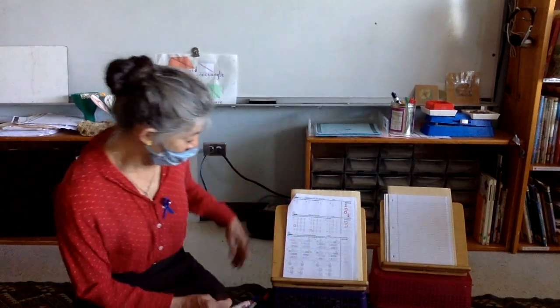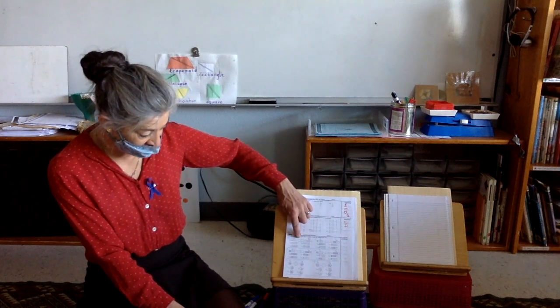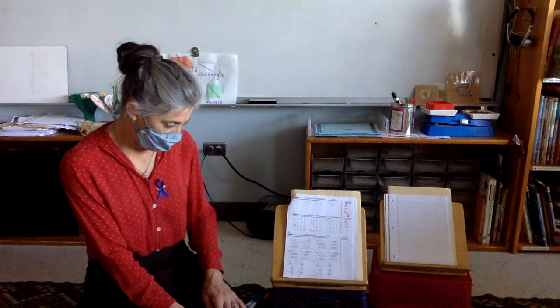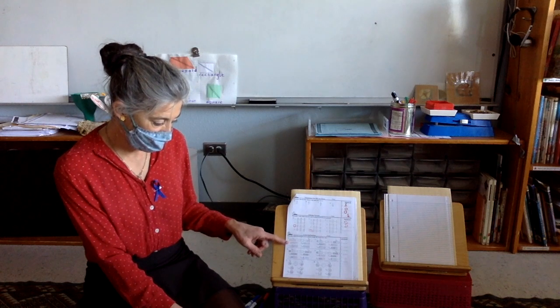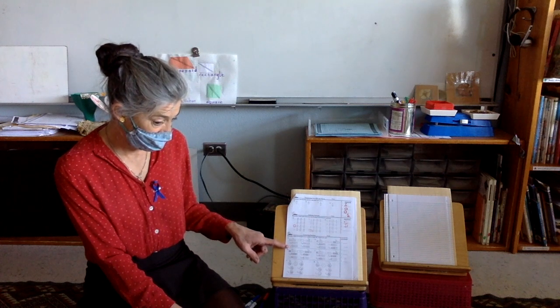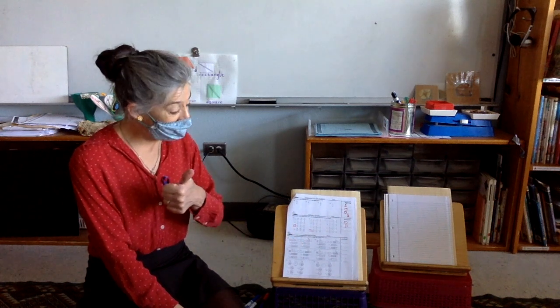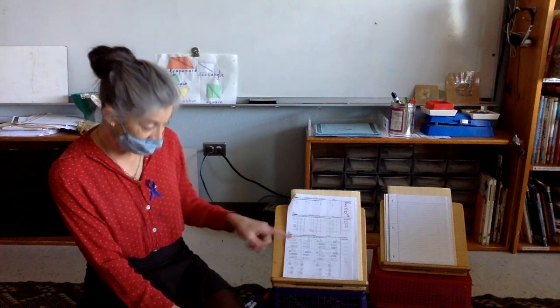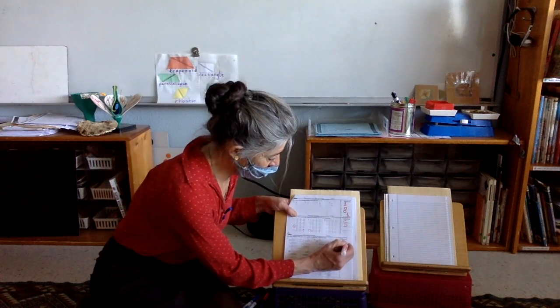Determine which fraction goes in the middle to make the comparison true. 1/6 is less than something, which is less than 2/3. Here we have 3/4. Could we put 3/4 in the middle? No, because that's bigger than 2/3. Okay. How about 1/8? No, because that's smaller than 1/6. 4/8. Yeah, that could work because that's greater than 1/6 and smaller than 2/3. It's 4/8. I know, these are hard, aren't they?